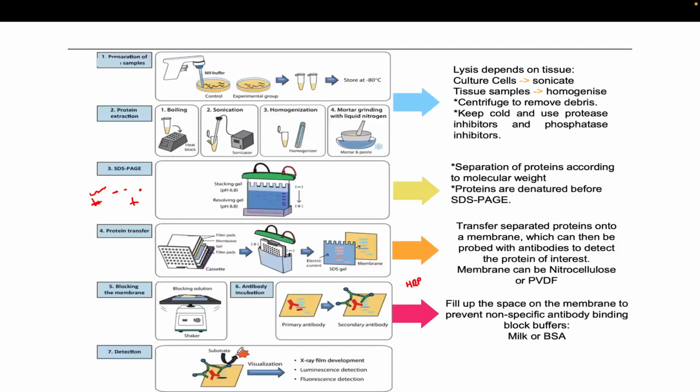So this is the complete procedure of the western blot. In the western blot, no probe is used; instead of a probe, antibodies are used. So this is the western blot.